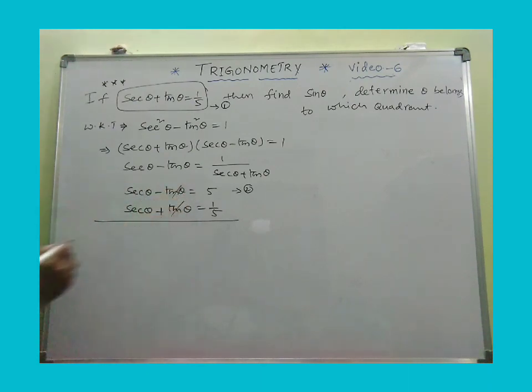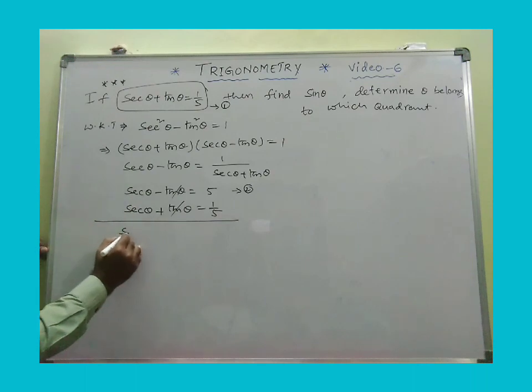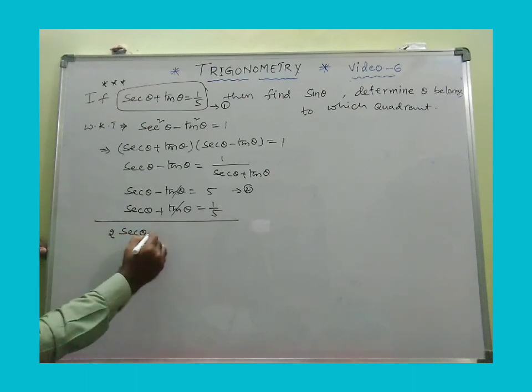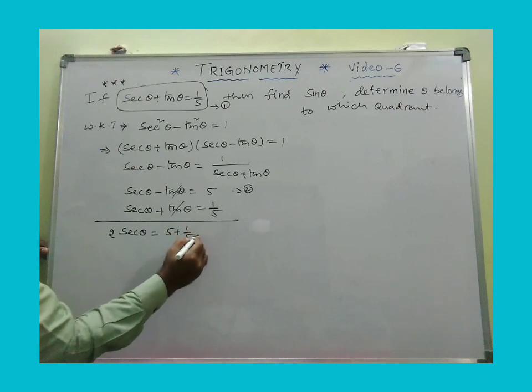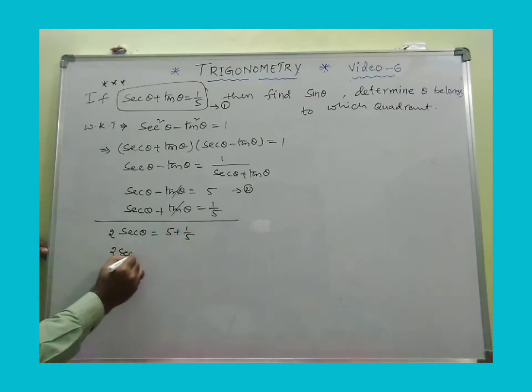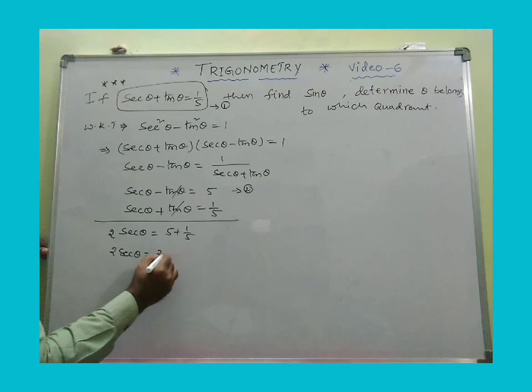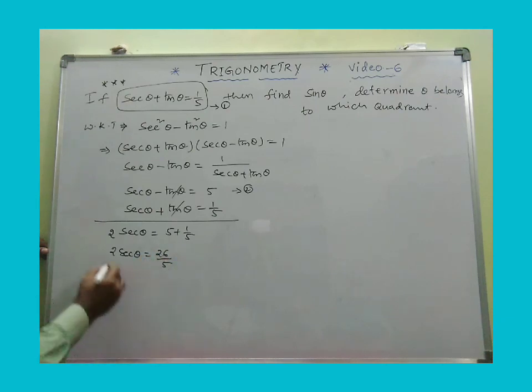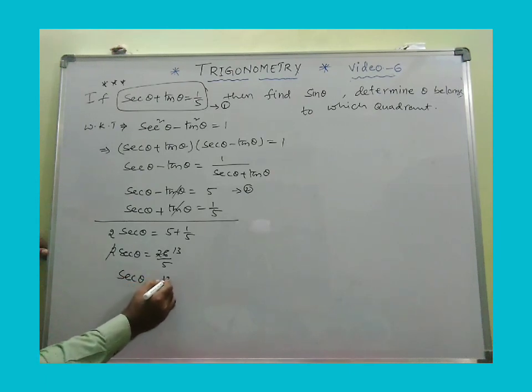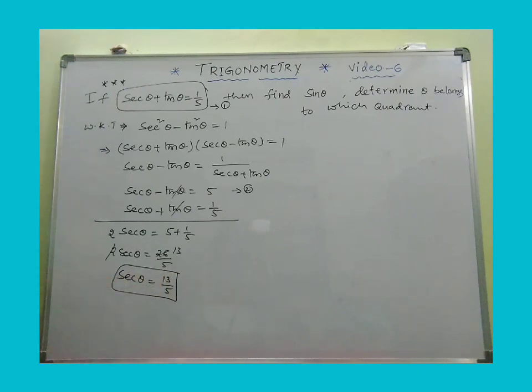Minus tan plus tan gets cancelled. Secant plus secant theta is equal to 2 secant theta, and on this side 5 plus 1 by 5. So 2 secant theta is equal to 25 plus 1, 26 by 5. Here 13 times, hence secant theta is equal to 13 by 5. Now you can substitute this secant value either in the first or in the second equation. Shall we go with the second one? The second one is somewhat easy, no?